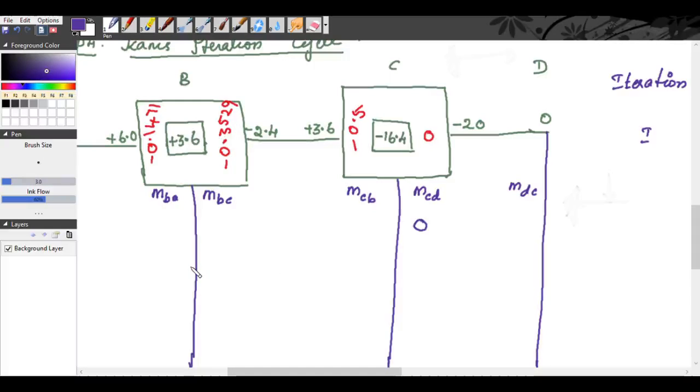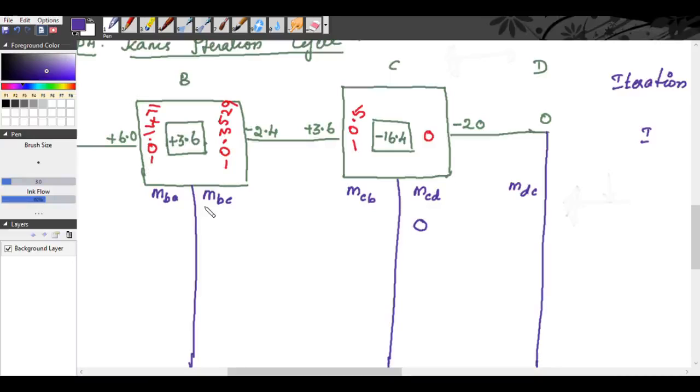Now, to start with, we will assume MCB is equal to 0. So you can find either MCB first or MBC first. In the first two problems, we assumed MBC is equal to 0 and in the first step we determined MCB. So here for a change, there is nothing wrong, you can calculate in that way also.